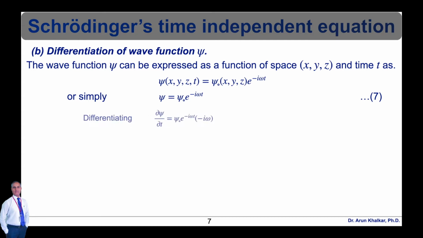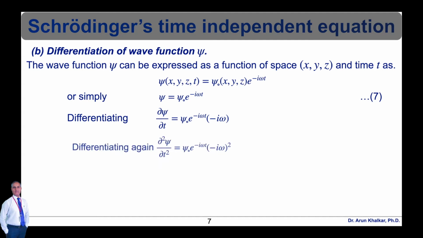After differentiating equation number 7, we can write ∂ψ/∂t = ψ₀ exp(−iωt) (−iω). Again differentiating this equation, we get ∂²ψ/∂t² = ψ₀ exp(−iωt) (−iω)².